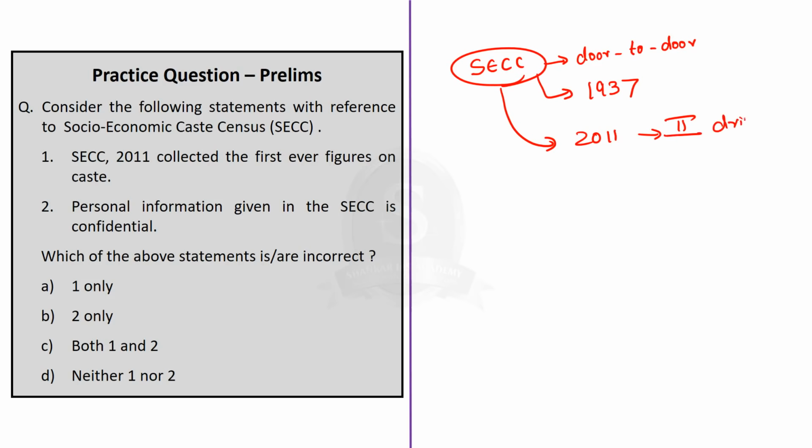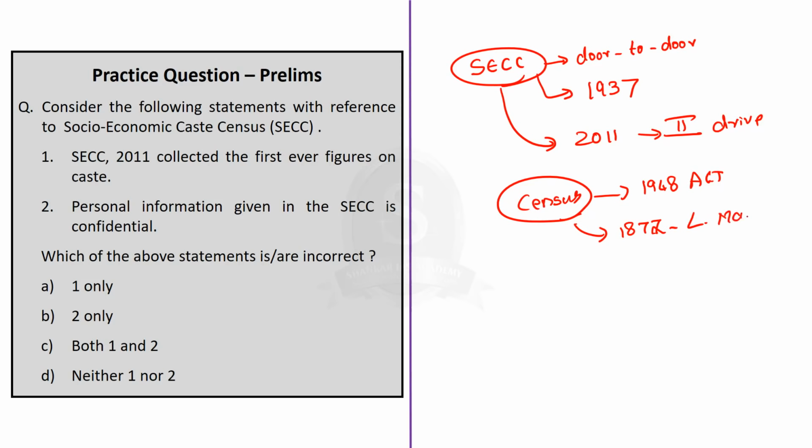Then we saw the basics about the census. There we saw that the census is conducted according to the Census Act 1948 and the first census was conducted during the time of Lord Mayo in 1872. Then we saw that the census is conducted every 10 years and the census 2021 is the 16th census of India. Finally, we saw the difference between the census and the Socio-Economic and Caste Census.